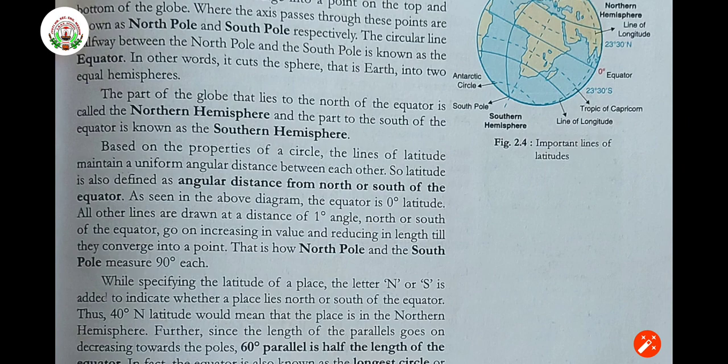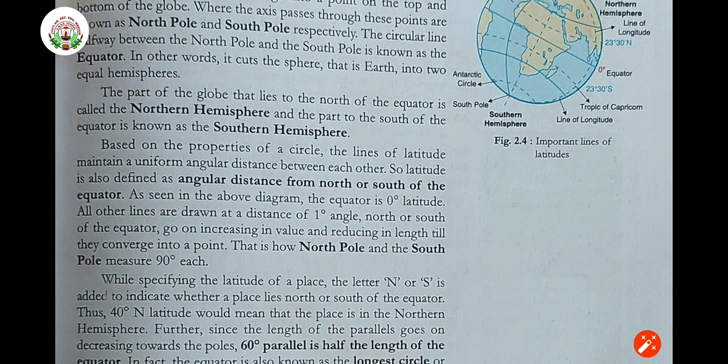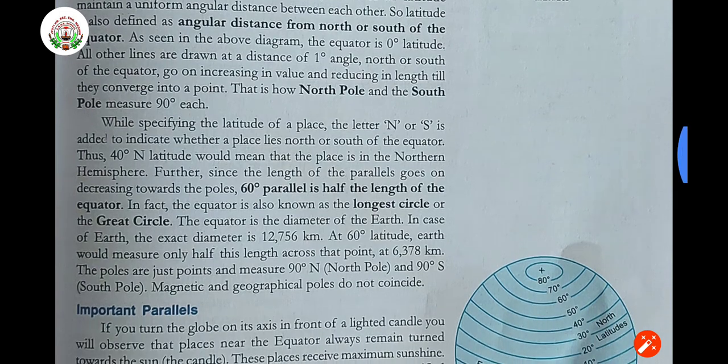Means till the North Pole they are going to reduce the length of the lines, they are going to reduce towards the North Pole and towards the South Pole also. That is how the North Pole and the South Pole measure 90 degree. Okay, from 1 degree angle it is going to start and it reaches 90 degree north and 90 degree south each. While specifying the latitude of a place, letter N and S is added to indicate whether a place lies north or south of the equator.